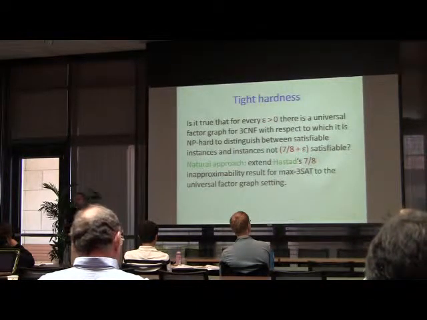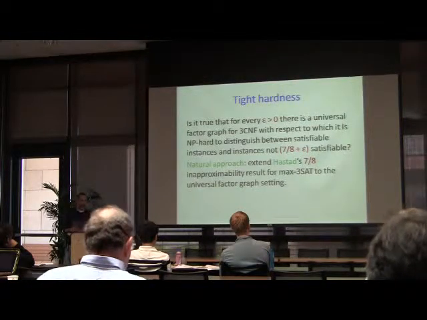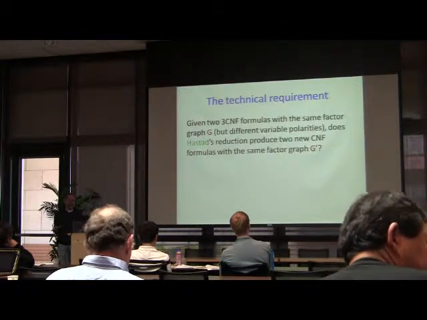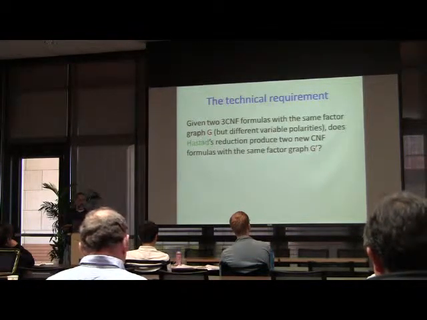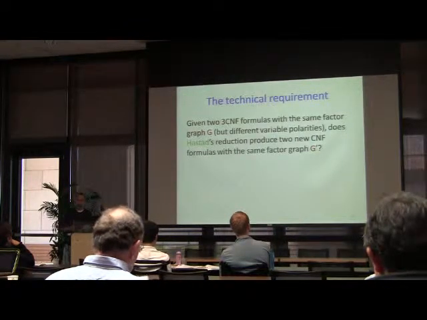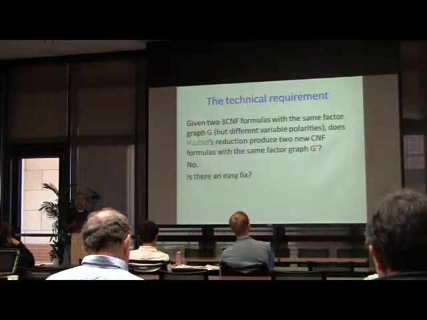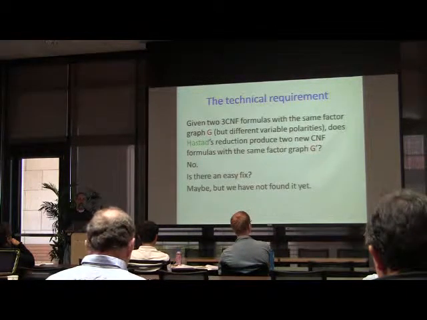And the natural approach is to try to do what we did before. Look at the proof that we already know, Hastad's proof of the 7/8 hardness of approximation result, and see what happens. So what is the technical requirement? We'd like to show the following, that given two 3CNF formulas with the same factor graph G, but different variable polarities, does Hastad's reduction produce two new CNF formulas with the same factor graph G prime now? So the answer is no, okay, that makes it more interesting. So is there an easy fix to this? So the answer, we don't know. Maybe, but we don't know. We haven't found it yet.